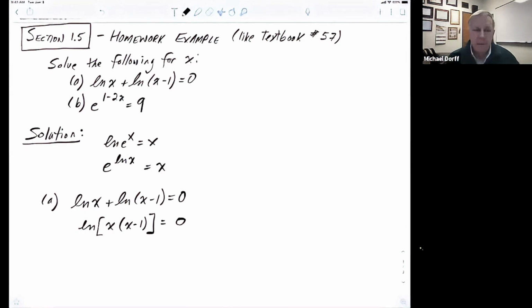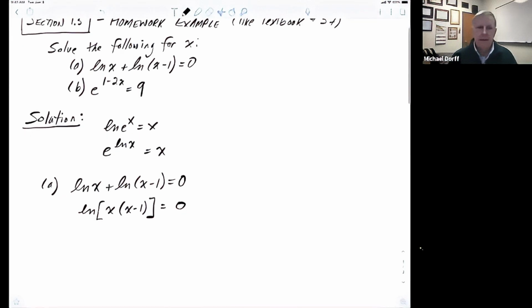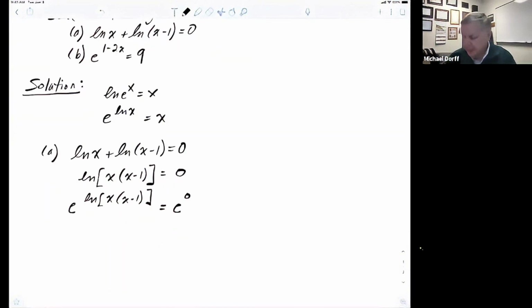Now, I want to get rid of that log on the left side. To do that, I'm going to use the second property I just wrote above, that e to the natural log of x equals x. So I'm going to take e and put it to the power of what I have on the left side. And since I'm doing that to the left side, I have to do the same thing to the right. So I take e and put it to the 0 power. I'm going to apply that property right here.